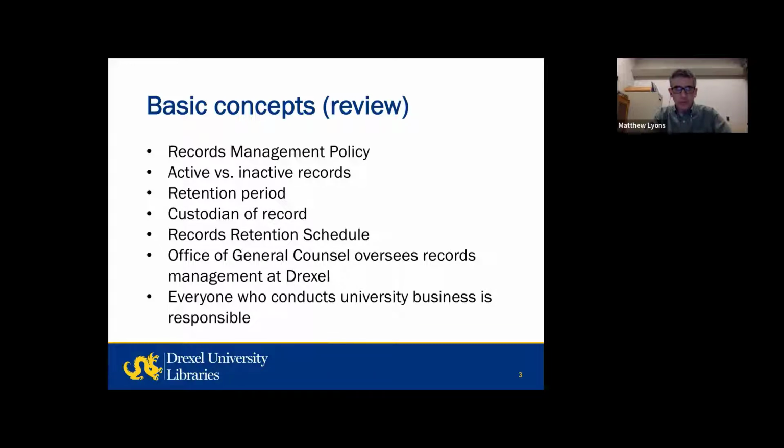The records retention schedule is a big table that lists the retention period and the custodian of record for each of the many different types of records that have been identified. At Drexel, the Office of General Counsel oversees records management, but everybody who conducts business on behalf of the university is responsible for helping to implement it.